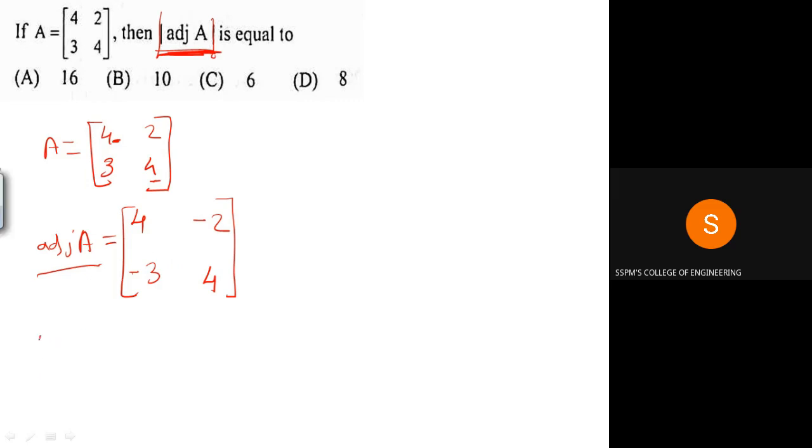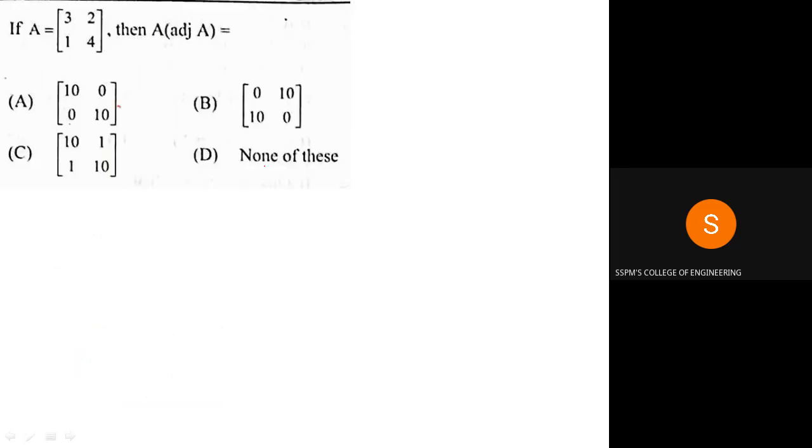Now we have to find the determinant of the adjoint of A. How do you find the determinant of a 2 cross 2 matrix? We first find the product of these numbers: 4 into 4 is 16, minus 2 into minus 3, which is 6. 16 minus 6 is 10. So what is the correct option here? B. 10 is the correct option.